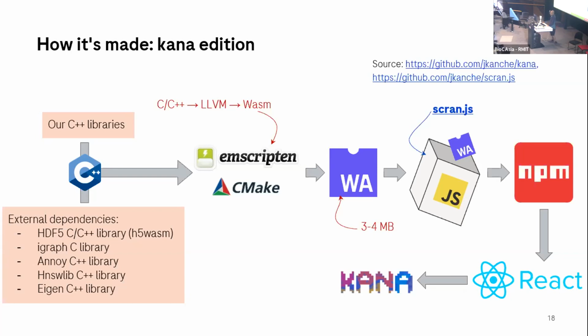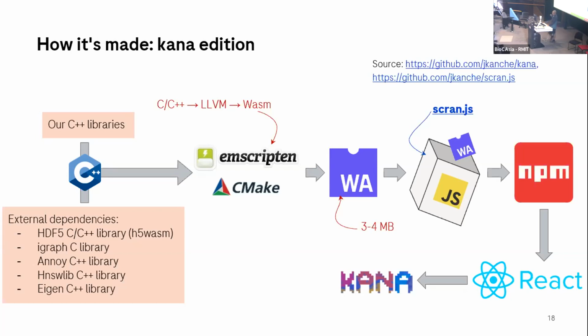Once we have this Wasm binary, we then wrap it inside a JavaScript package to provide a nicer developer interface. This JavaScript package is called Scran.js, because what else could it be called? And that's what's published on NPM. So if you ever feel the need to do single cell analyses in JavaScript, you can actually pull this package down and start working away.